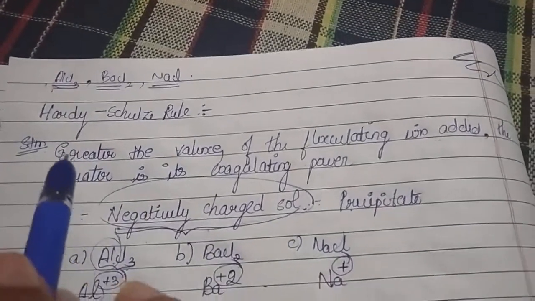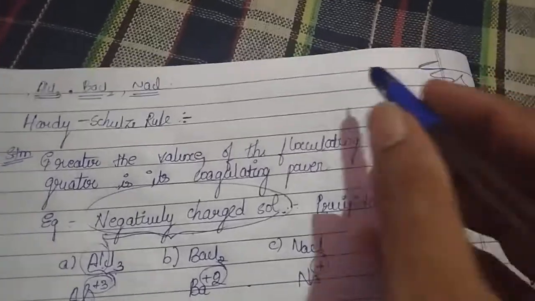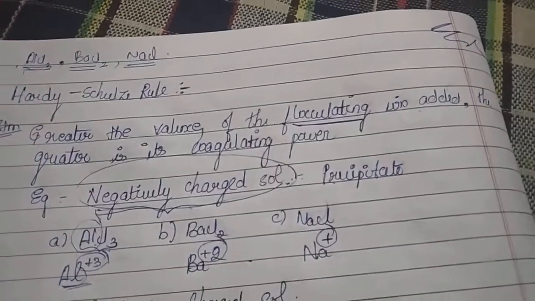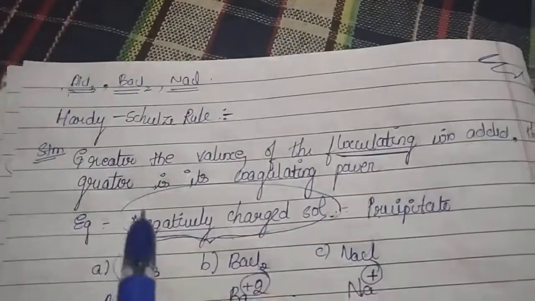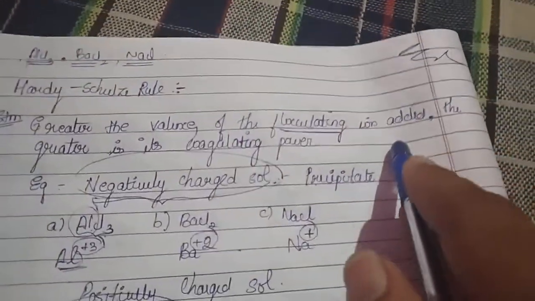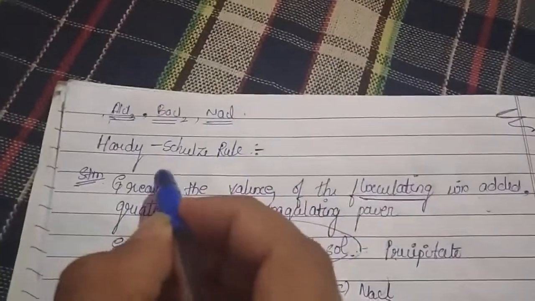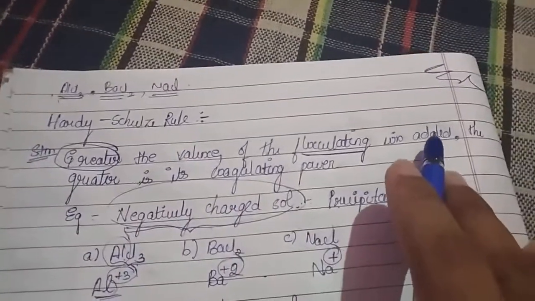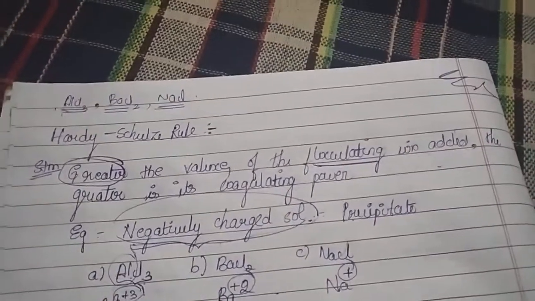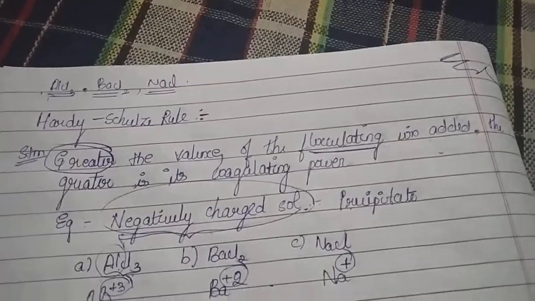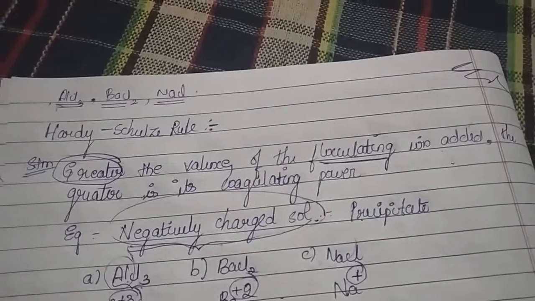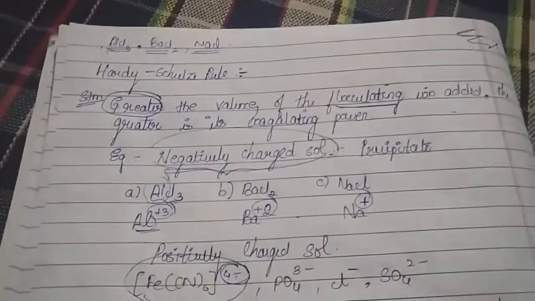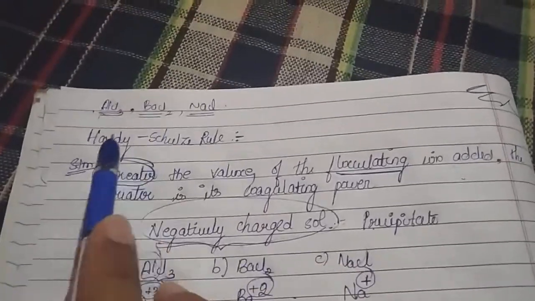According to it, greater the valence of the flocculating ion, which causes the precipitation, flocculation, or coagulation, all three words being the same. Greater the valence of the flocculating ion added, greater will be its power to cause precipitation. That is the common rule of the Hardy-Schulze rule.